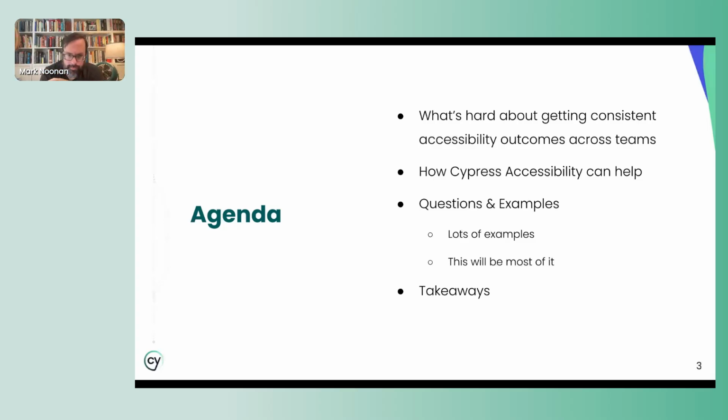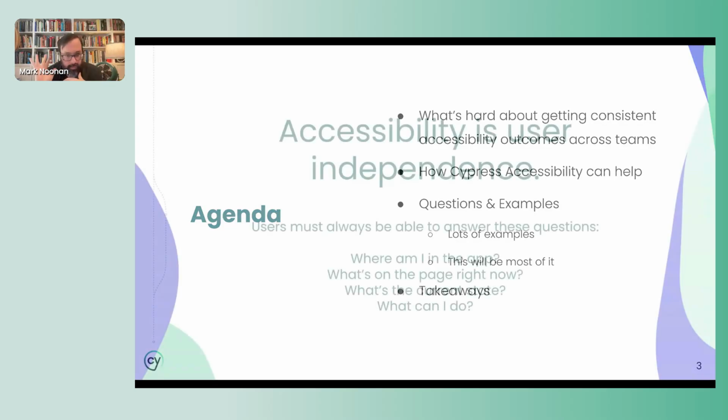different things apply to different teams. We'll look a little bit at how Cypress accessibility itself as a product can alleviate those, just like how it works. What are we talking about when we talk about that? And then we'll get into questions and examples. At the end, Jenna will have any live questions that have come in that we need to answer before we wrap up, and we'll just talk about takeaways. And this is our agenda.